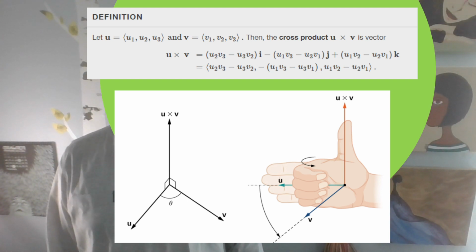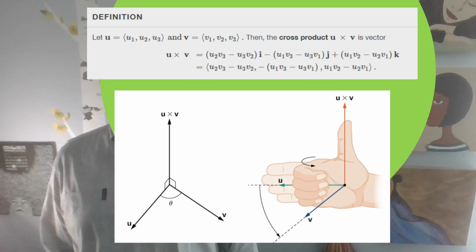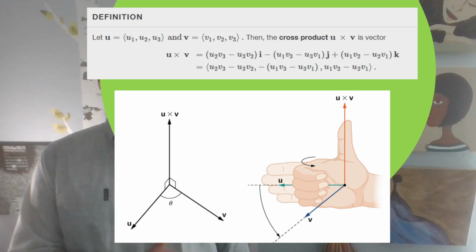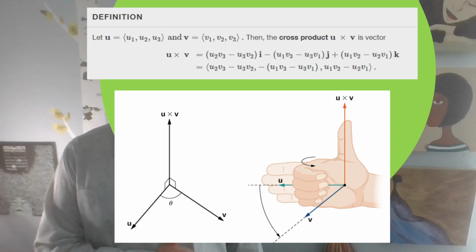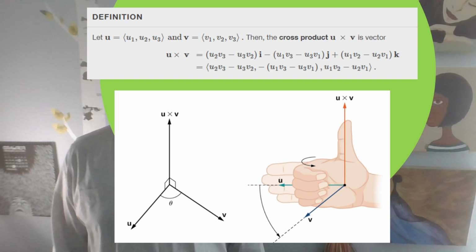If we cross u cross v, you're going to take your right hand, wrap your fingers around the u vector first, and then wrap your fingers around to the v vector. Your resulting cross product will be a vector that is perpendicular to both u and v and going in the direction of your thumb.